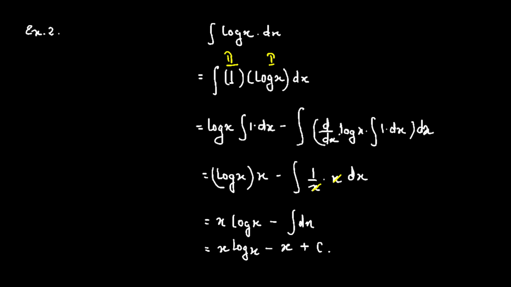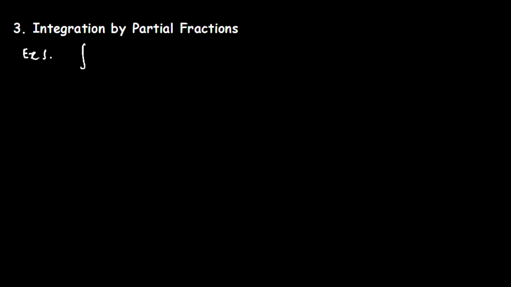Number 3. Integration by partial fractions. Let's understand this particular concept with the help of a problem. So here we have integration of 2x squared minus 1 over x times 1 minus x squared dx. So we are going to use the method of partial fractions.